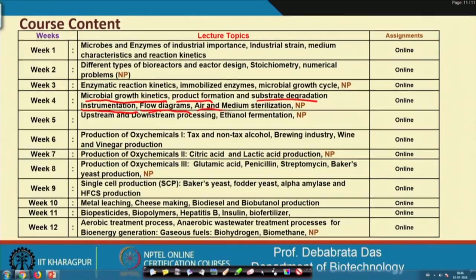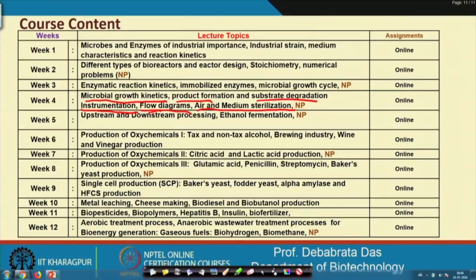Now, then I said, air and medium sterilization plays a very important role. We know that in case of a microbial fermentation process, your condition should be such that your desired organism should grow in a manner so that other organisms do not interfere in the process. So sterility of the process plays a very important role. This I shall discuss: how this air and medium sterilization can be carried out in biochemical processes.